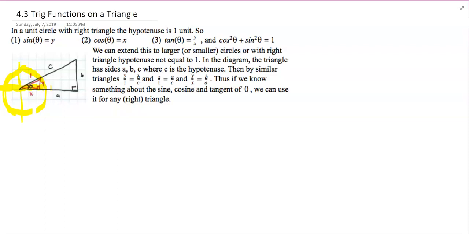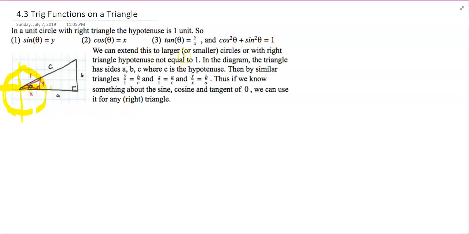Hello everyone, in this lesson we'll be talking about trigonometric functions on a right triangle. Recall that in the unit circle, if you had a unit triangle, the hypotenuse was 1. So then sine of theta was y, cosine of theta was x, and tangent of theta was y over x, and cosine squared theta plus sine squared theta was equal to 1.